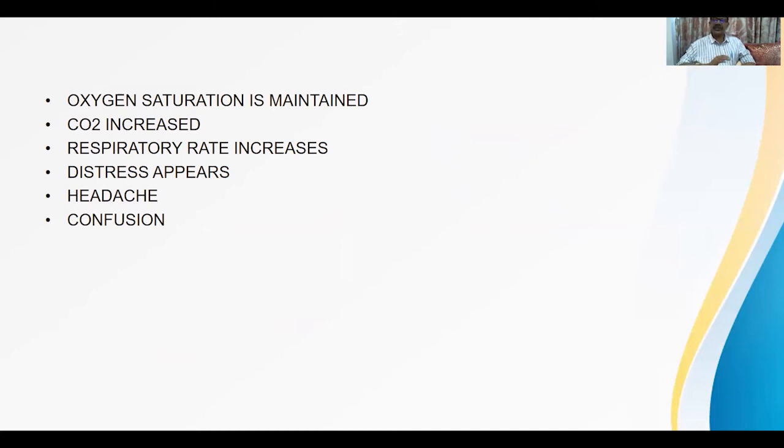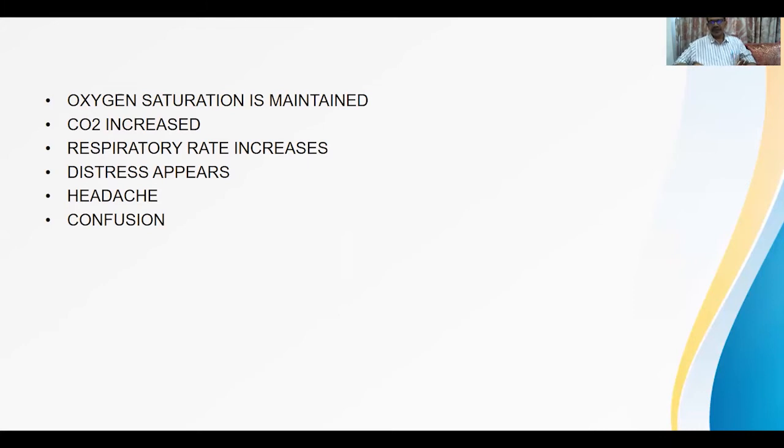Some patients may be tired and confused. They typically describe it as different from myalgia. Myalgia is pain, and tiredness and confusion is different. So when they are coming out of myalgia, they start developing extreme tiredness and confusion. This can be explained based on carbon dioxide buildup.